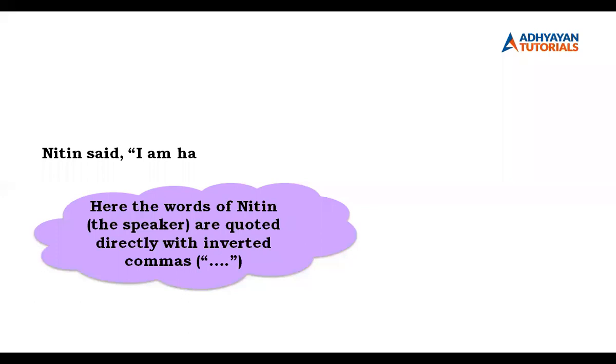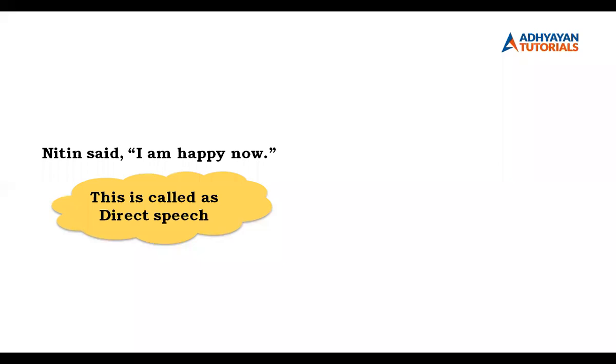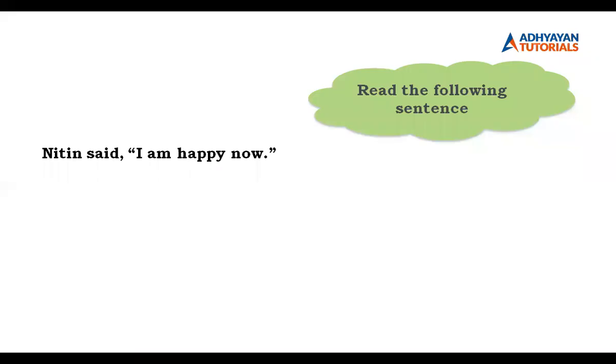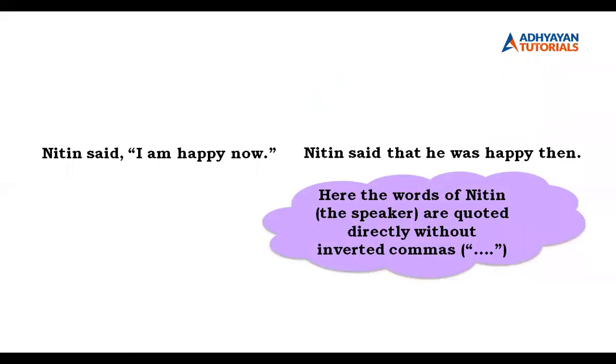Nitin said, "I am happy now." Here the words of Nitin, the speaker, are quoted directly with inverted commas. So this kind of a sentence is called a direct speech, where you see that something that a person says is quoted in inverted commas and a comma. Nitin said that he was happy then. Here, the words of Nitin, the speaker, are quoted indirectly, without inverted commas. Okay, so direct speech में you will have inverted commas, indirect में you will not have inverted commas.